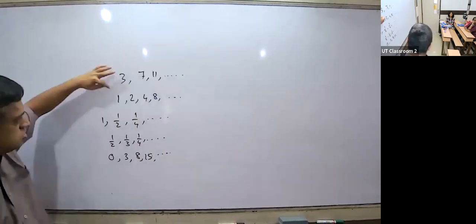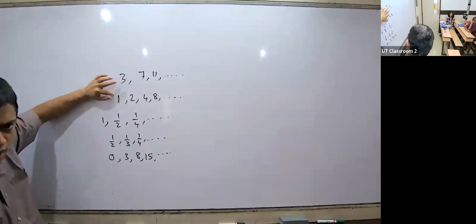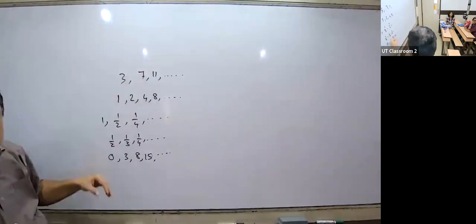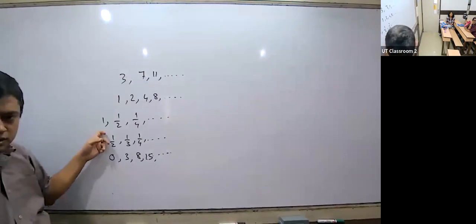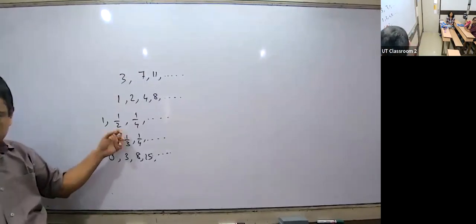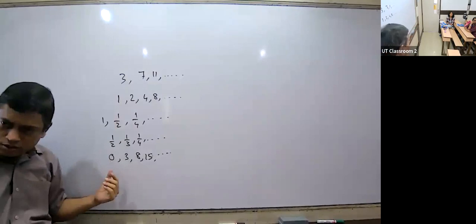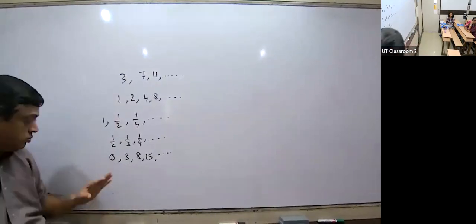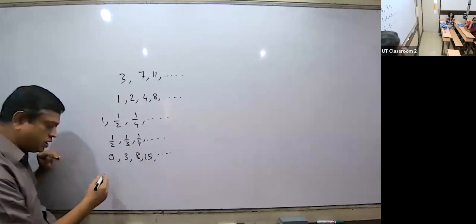In this sequence, what is the first term? 1. Second term 2, third term 4. Understood? In the other one, the first term is 1, second term 1 by 2. Is the first term always 1? No. Terms can also be negative. It is not always positive; it can be negative also.